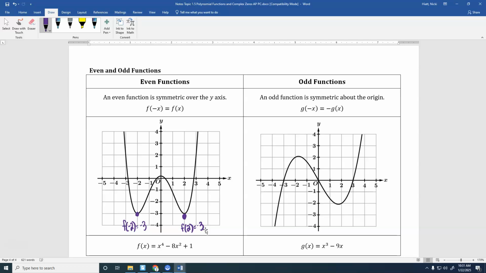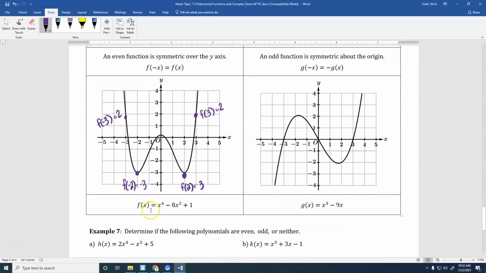the same y value. If you look over here, if I plug in 3, I get 2. f of 3 equals 2. If I plug in negative 3, f of negative 3 also equals 2. So that's what it means when it says f of negative x equals f of x. If you plug in a negative or a positive, you get the same value.